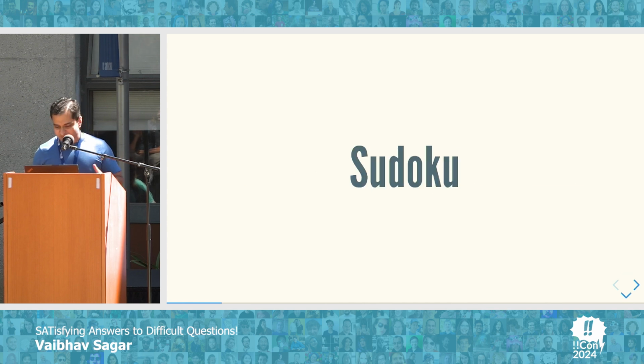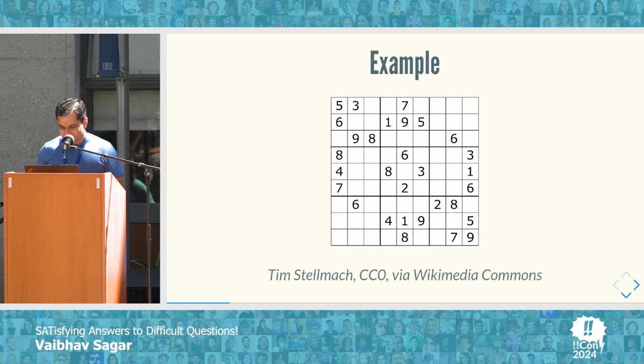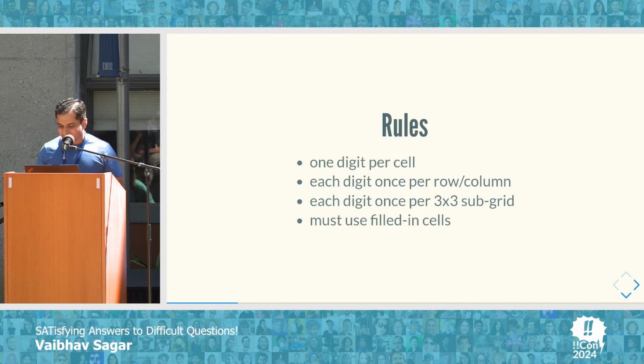So for an example, let's look at Sudoku. I'm sure most of you have seen a Sudoku before, but just in case, this is what one looks like. The rules are pretty straightforward. So in a Sudoku, especially the kind that we solve on paper, there's one digit per cell, and each digit occurs once per row and once per column and once per grid. And whatever solution you come up with has to use the cells that are already filled in. You can't change those.